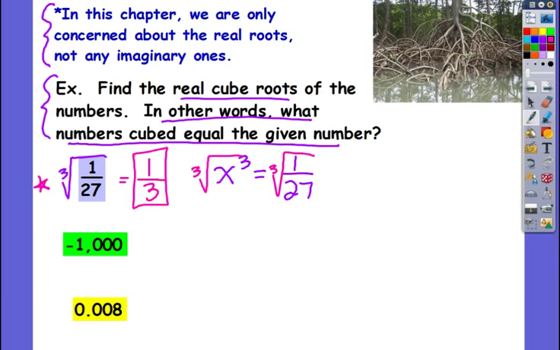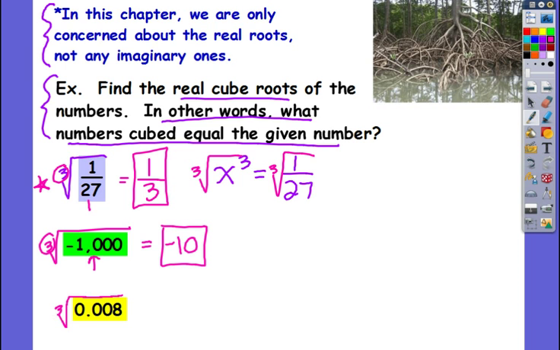If I take the cube root of negative 1,000, what number cubed gives me negative 1,000? Is this possible? Sure. Negative 10 cubed is negative 1,000. So if my index is odd, the radicand can be positive or negative, and I should get out 1 real cube root. The last one's a little tricky.